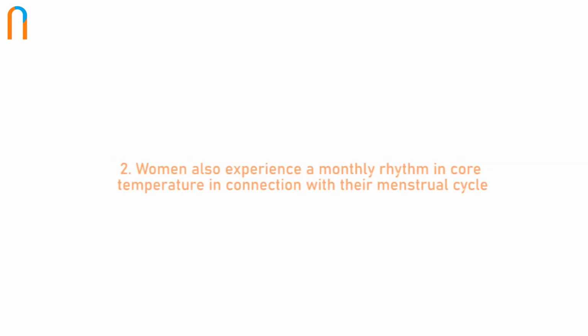Second, women also experience a monthly rhythm in core temperature in connection with their menstrual cycle. The core temperature averages 0.5 degrees Celsius higher during the last half of the cycle, from the time of ovulation to menstruation. This sustained elevation in temperature during this period was once thought to be caused by the increased secretion of progesterone, one of the ovarian hormones, but this is no longer believed to be the case. The actual cause is still undetermined.